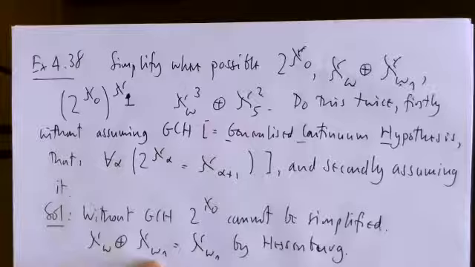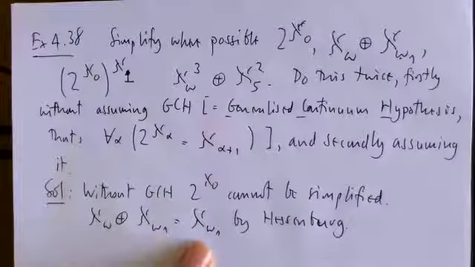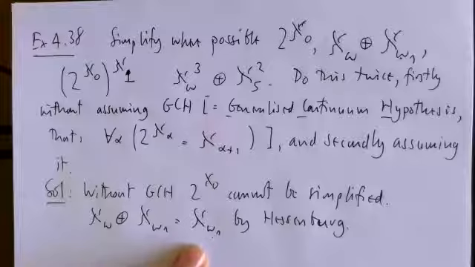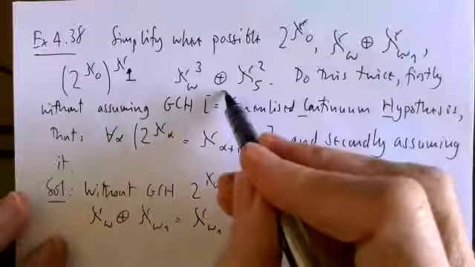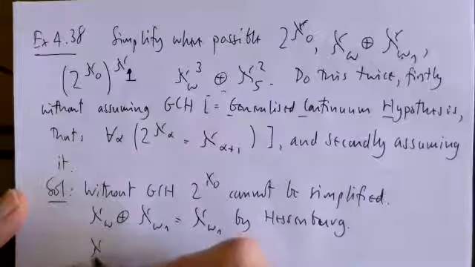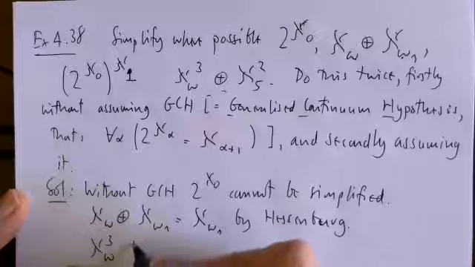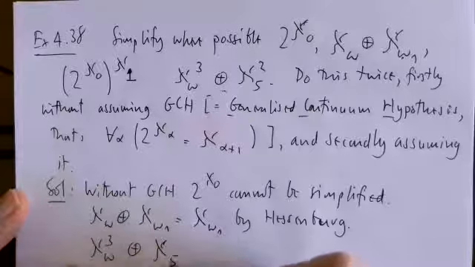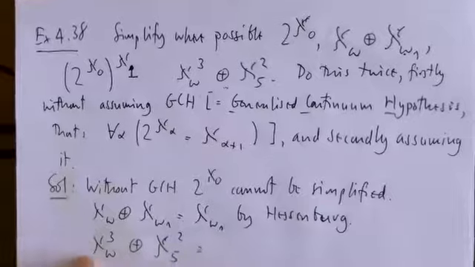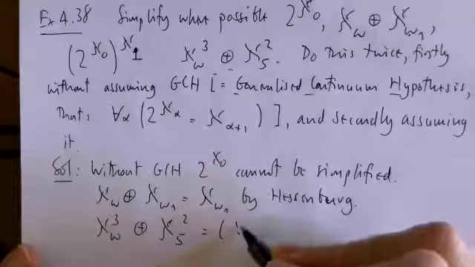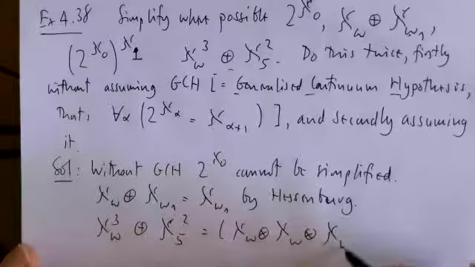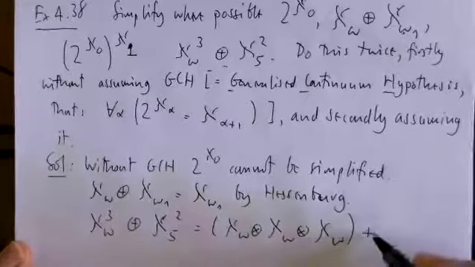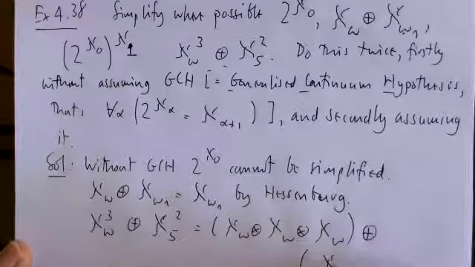It's the larger of the two here, and that's Aleph omega 1. So whilst I'm at it, I'll do the other one here, Aleph omega cubed plus Aleph 5 squared. Well, Aleph omega cubed is just, well, let me write it out in glorious detail, although I don't think you have to in an answer. Aleph 5 squared is Aleph 5 times Aleph 5.